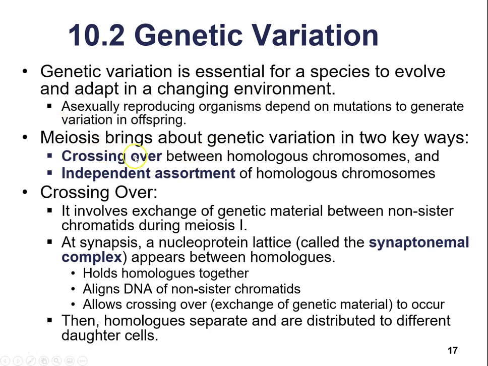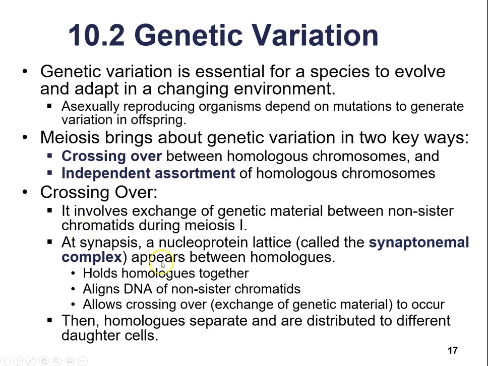In meiosis, the two ways that genetic variation occurs are crossing over, which is what I showed you, and I'm going to show you more specifically those homologous pairs lining up and then exchanging genetic information. The other one is independent assortment. This has to do with whether one cell gets the maternal copy of chromosome 1 or the paternal copy of chromosome 2, and so on, so what those combinations are. I'll show you a picture and explain that as well.